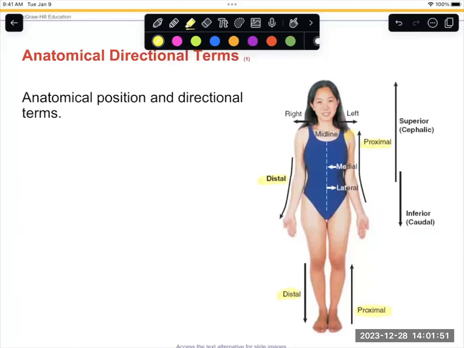Like my wrist is distal to my elbow. My shoulder is proximal to my elbow. So I'm saying my shoulder is closer to my trunk than my elbow, or that my wrist is further away from my trunk than my elbow. We have medial, that just means closer to the middle, or lateral, that means further from the middle.